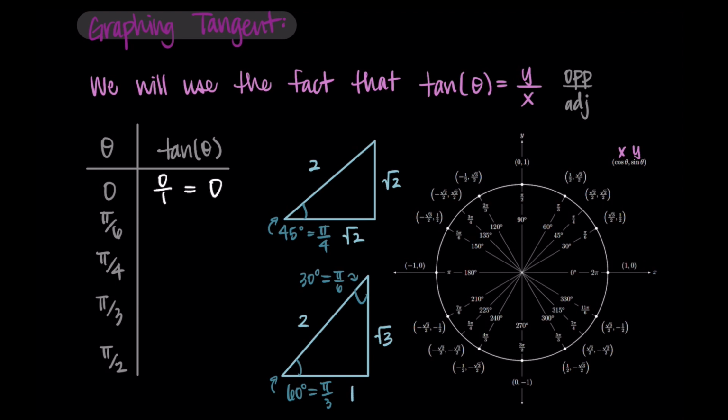Then for pi over 2, I'm going to look at my unit circle. So y is 1 and x is 0. I have 1 over 0, but 1 over 0 is undefined. So tangent is undefined at this point, pi over 2.